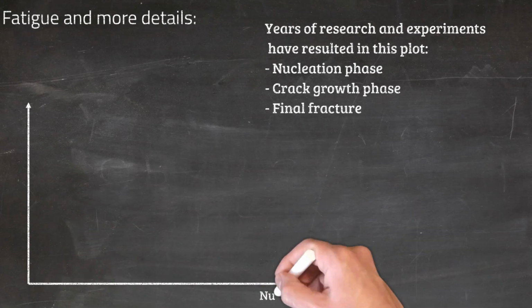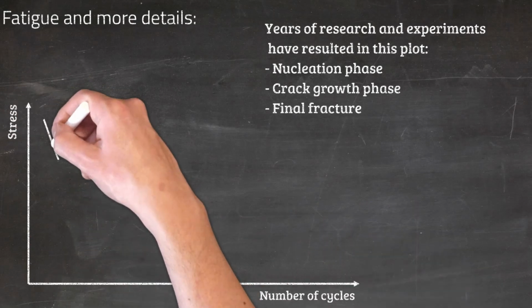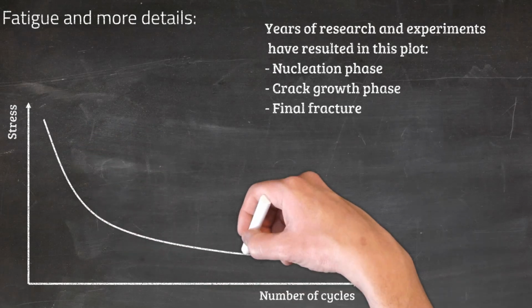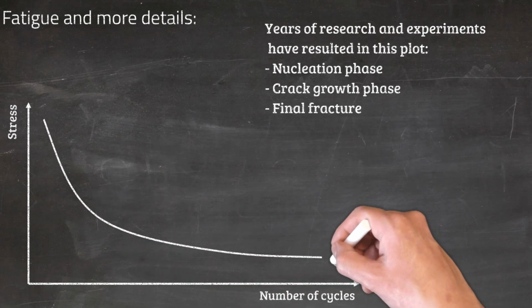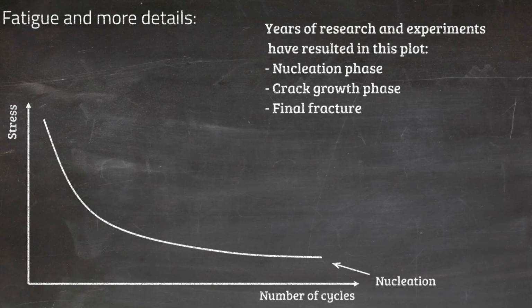To show this, let's make a plot, with the x-axis as the number of cycles that the stress is applied, and the y-axis showing the magnitude of stress. This curve shows microcrack nucleation, or phase 1 in the fatigue failure mechanism. We can see that at higher stress values, the cracks form faster. It also shows that if the stress level is low enough, it is possible that a crack never nucleates.